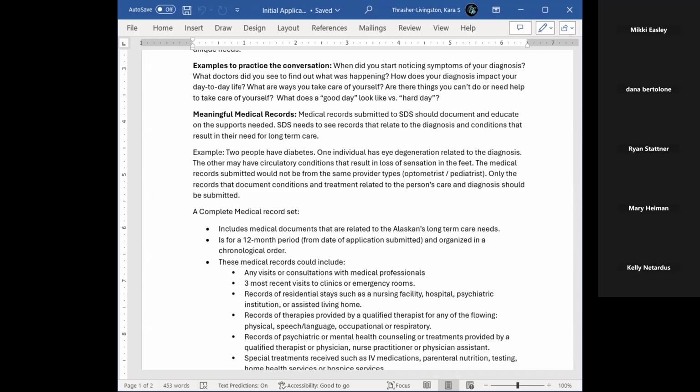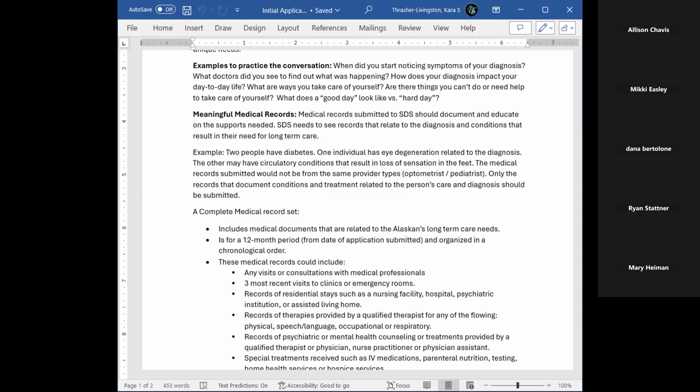Meaningful medical records. Medical records that you submit to SDS should document and educate about the supports needed. They should support that. We need to see records that relate to the diagnosis and conditions that result in need for long-term care. We certainly have had an interesting journey to the present day in terms of records turned in to SDS. A lot of times what we're hearing in training is, "Hey, it's confusing. I don't know what to turn in. I'm just going to turn in everything."